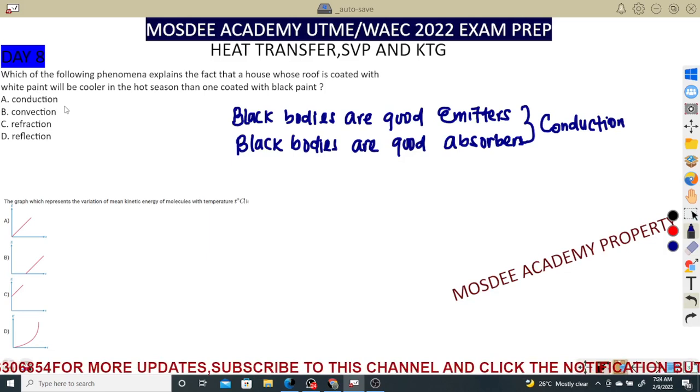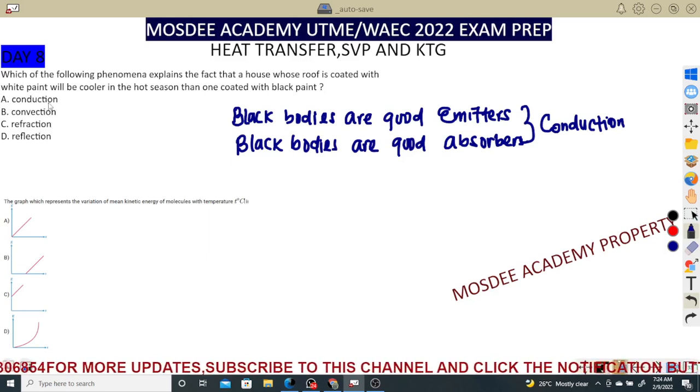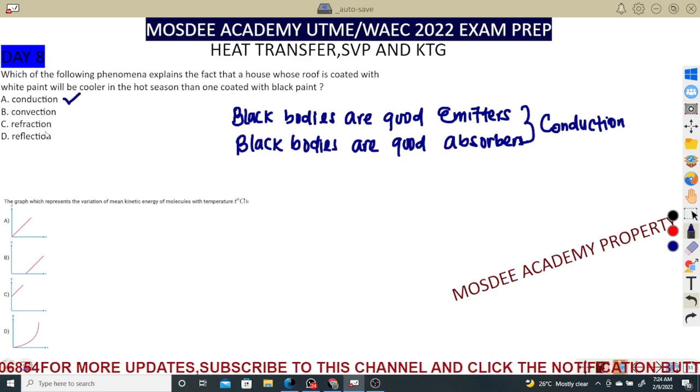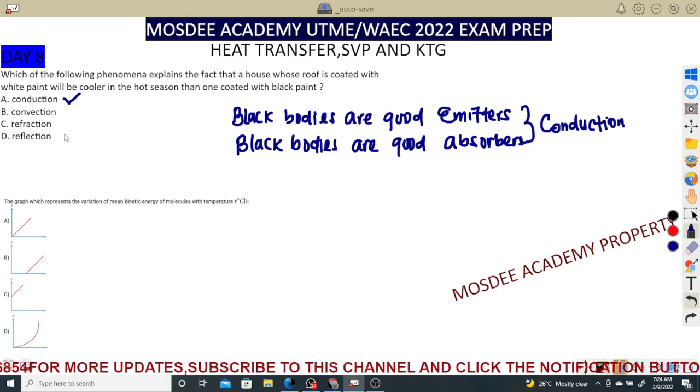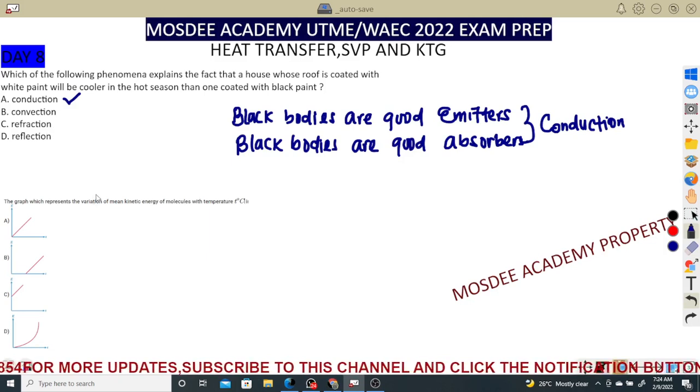So the principle you can talk about in those modes of heat transfer is conduction. As you know, refraction and reflection are not modes of heat transfer. Keep that at the back of your mind.